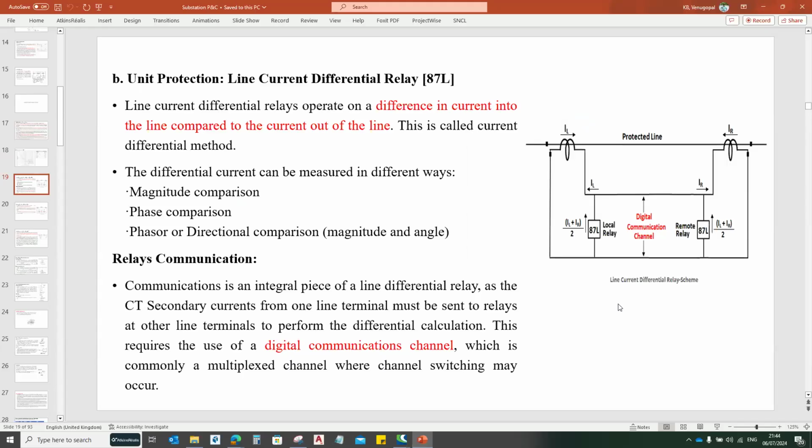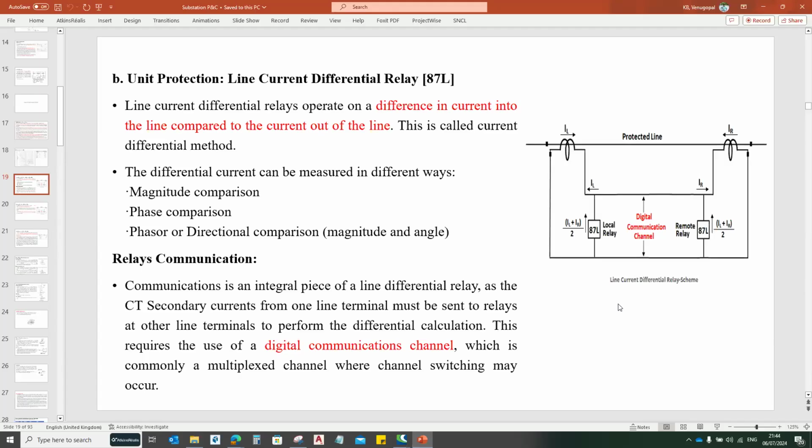Okay, now we can discuss one by one each protection function which is used in the transmission line. First we can take line current differential protection, which is described as 87L. That is the ANSI code which is used around the world. So, line current differential.